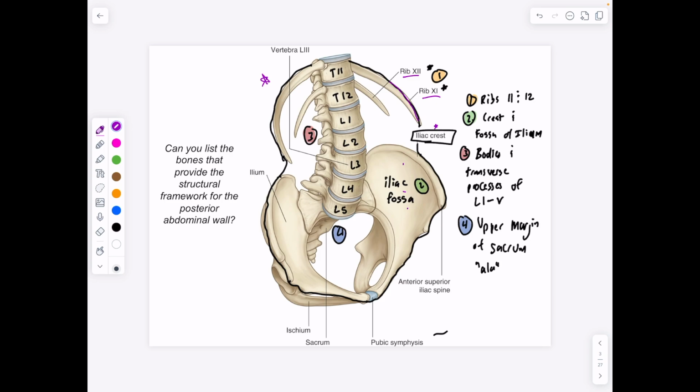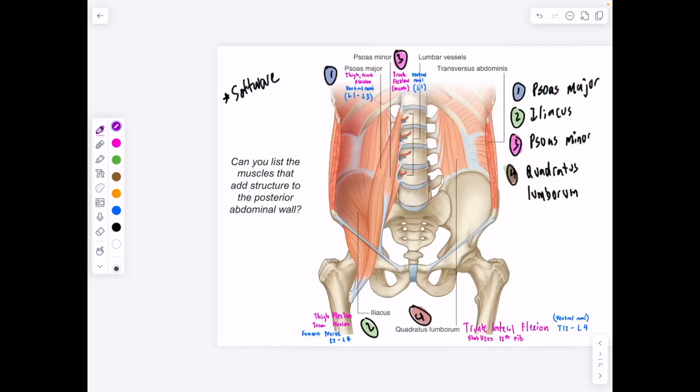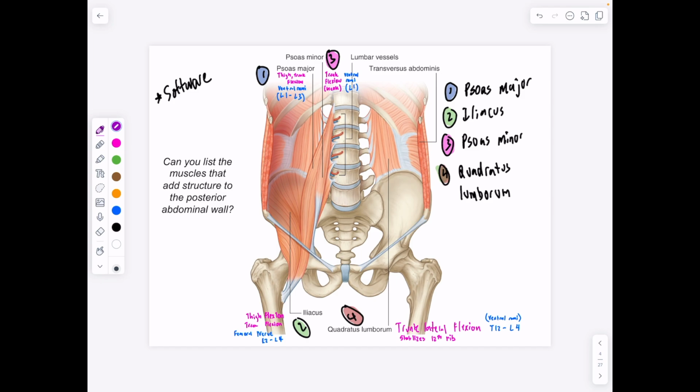Just continue along this. We have the transverse processes and bodies of L1 through L5, which you can see here. And then T11 through T12, as they provide attachments for rib 11 and rib 12. All right, and then we also have the upper margin of the sacrum as the last part of our structural framework. Okay, so can you list the muscles that add structure to the posterior abdominal wall?